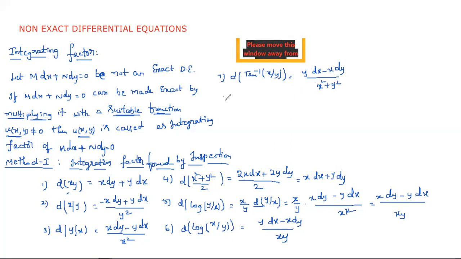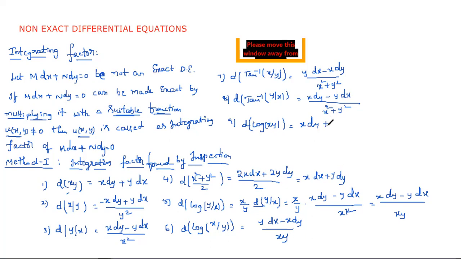And next one, derivative of tan inverse of y by x is equal to (x dy minus y dx) by (x square plus y square). And next, derivative of log xy is equal to (x dy plus y dx) by xy. And next, derivative of log of x square plus y square.